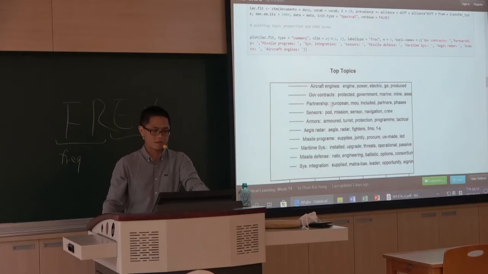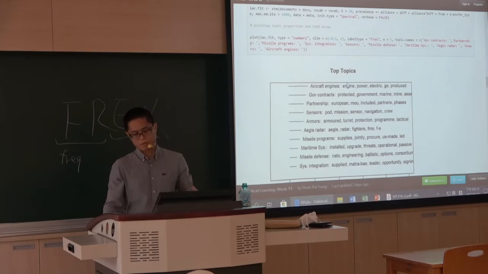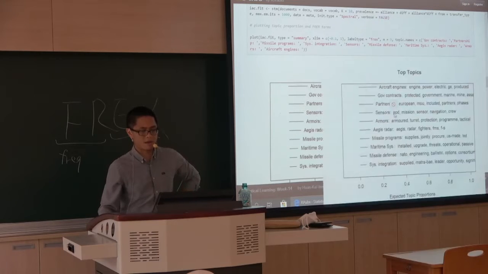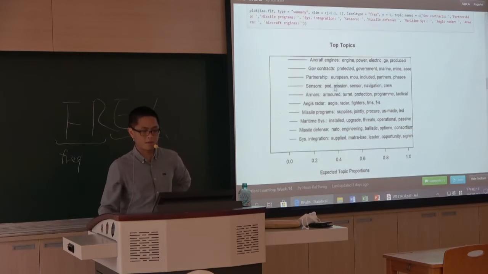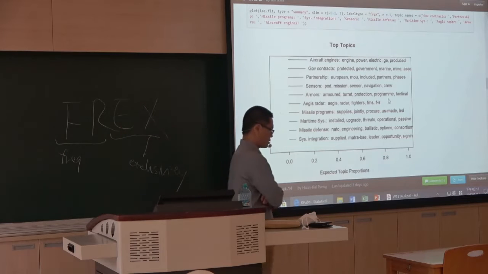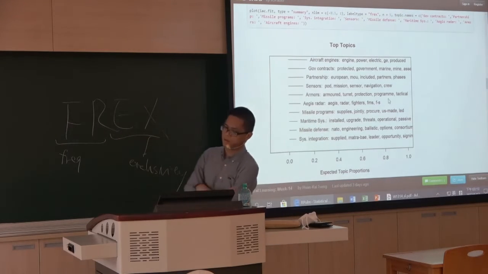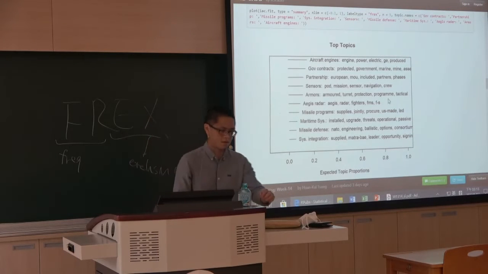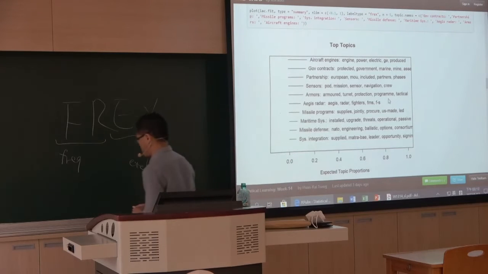So we can clearly tell this, right? The topic related to aircraft engine commands the highest proportion of topics in your production documents, followed by government contract, and then partnership, sensor, right? You can clearly tell, like pod, mission, sensor are related. Sounds related to sensor. While armor, turret, protection, and technical are terms related to the ground system vehicle. For example, the turret. So let me repeat that if you guys are not here.